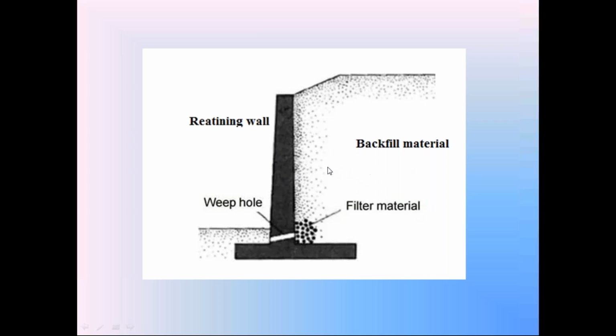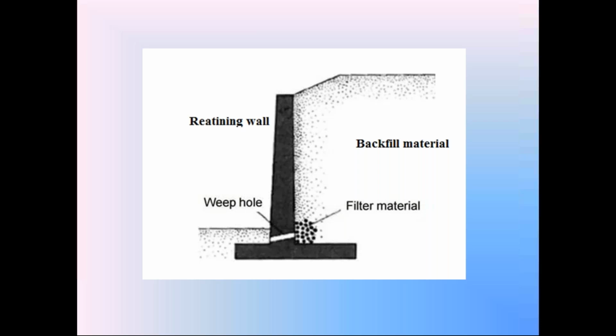In order to remove that water force, we provide these weep holes, so they allow free movement of water from the soil. Once all this water moves out, there is no water pressure on the retaining wall. Only the horizontal earth pressure from the backfill material acts on the retaining wall. So that is the purpose of providing weep holes in the retaining wall. This is the concept of earth retaining structures.